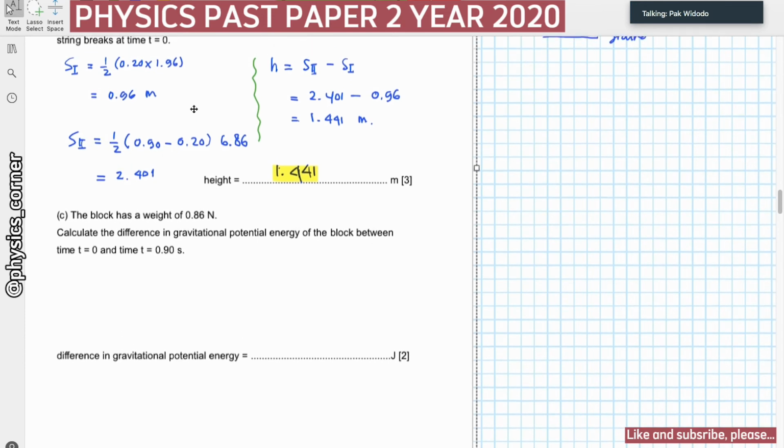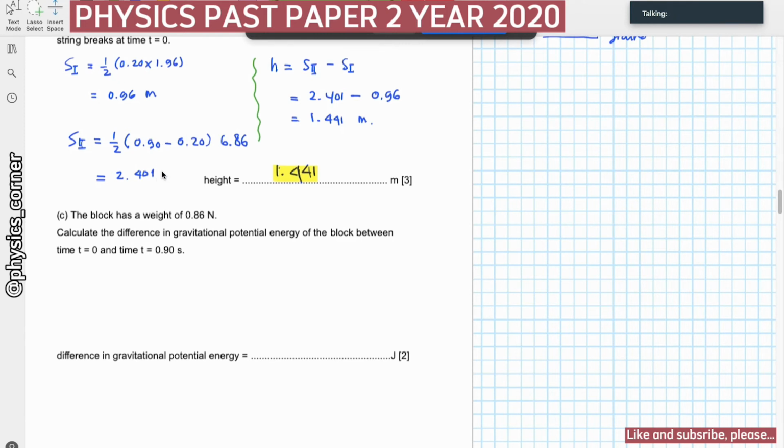The block has a weight of 0.86 newton. Calculate the differential in gravitational potential of the block between T0 and T1. We see the heights, this one 0.96 and 2.40 meters. So from this we can determine the potential energy. Actually it's the same thing.